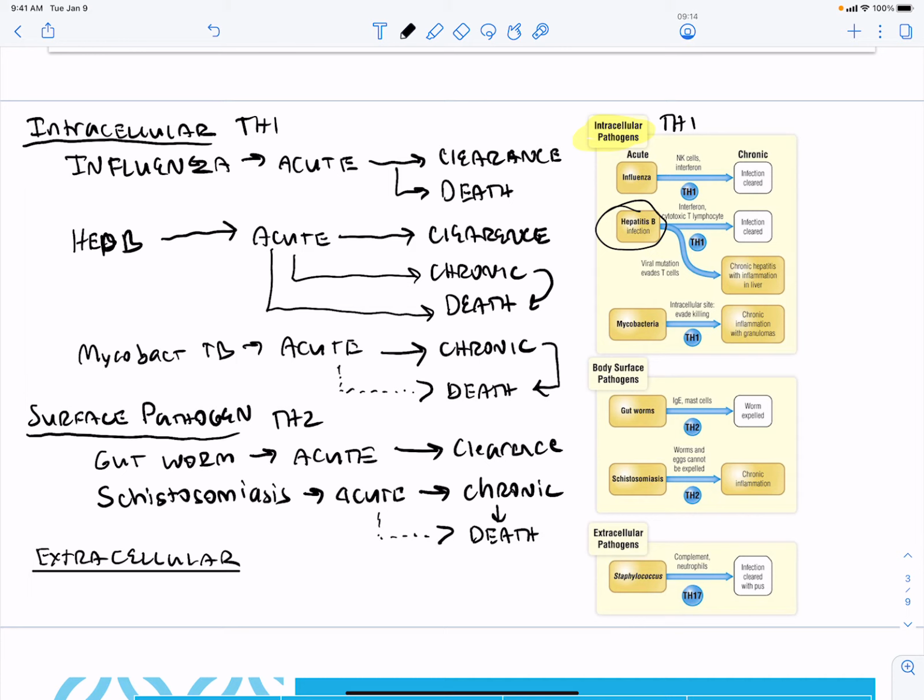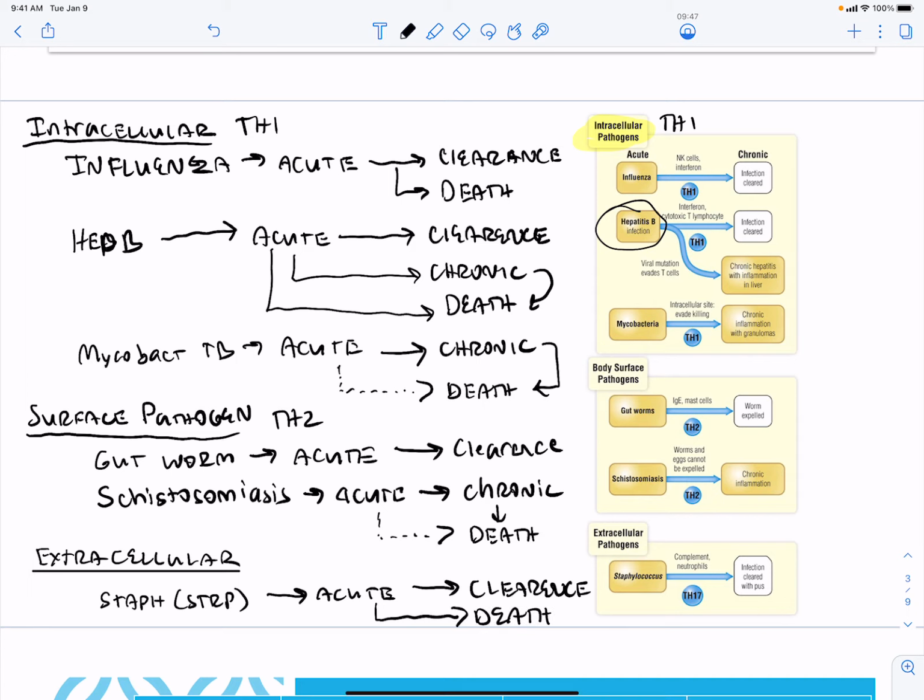And so here we'll have a staph infection. This could be a strep infection. It could be Haemophilus influenzae, which is a bacterial infection, Neisseria gonorrhea, Neisseria meningitidis, etc. All extracellular bacteria. And then this is also going to have an acute phase. And this is going to lead to clearance. Or, of course, we can also lead to death.